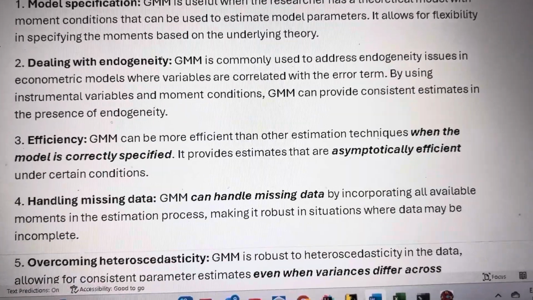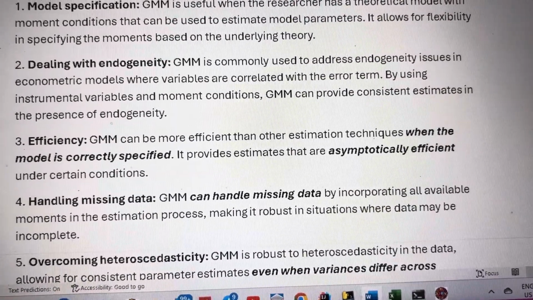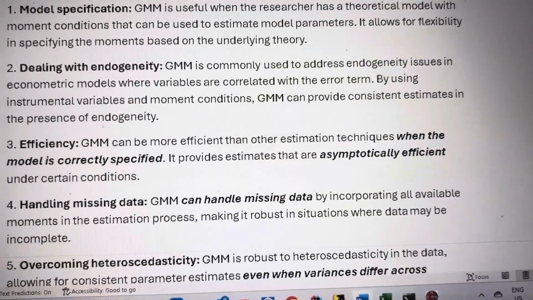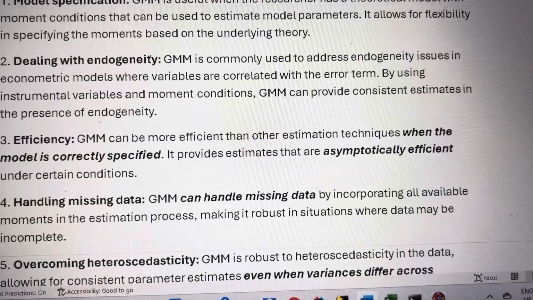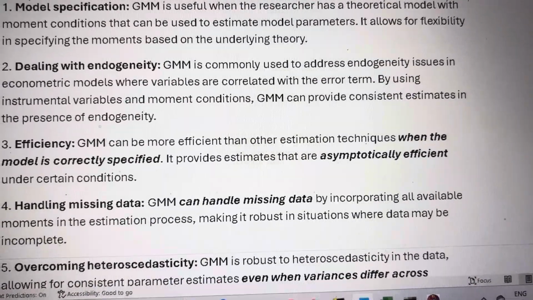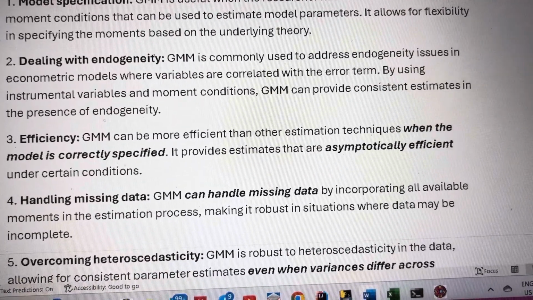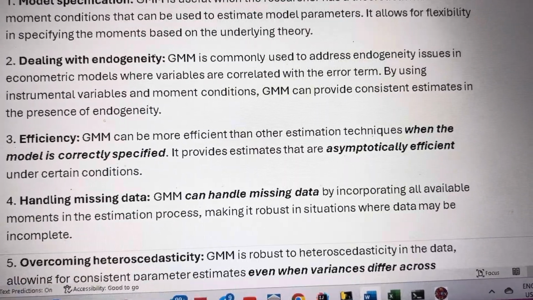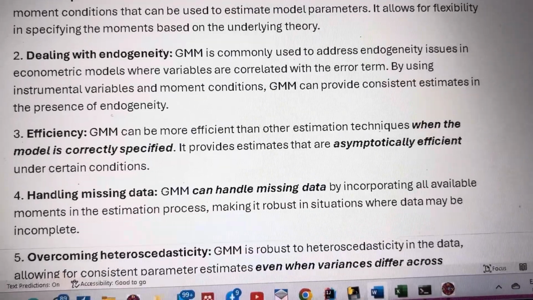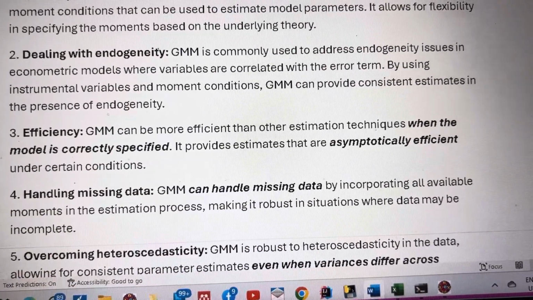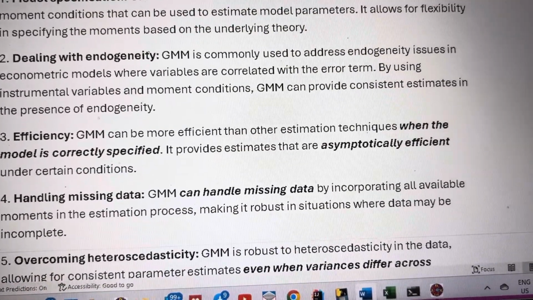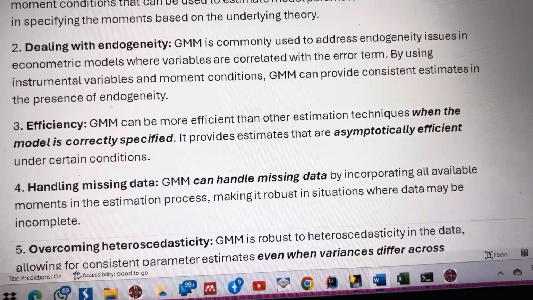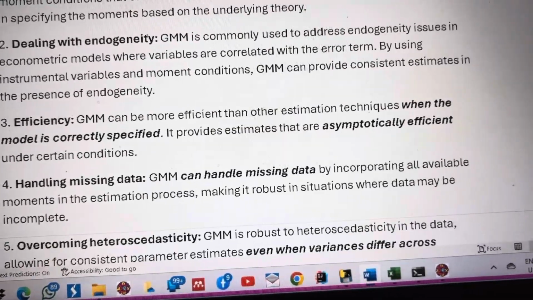The second scenario is dealing with endogeneity. GMM is commonly used to address endogeneity issues in econometric models where variables are correlated with the error term. By using instrumental variables and moment conditions, GMM can provide consistent estimates in the presence of endogeneity.